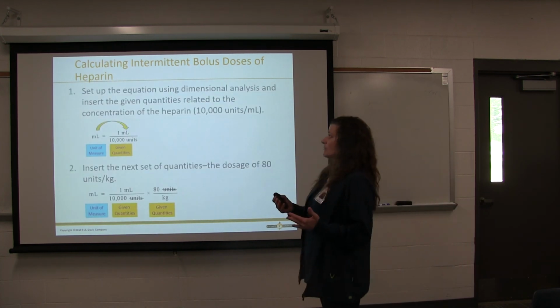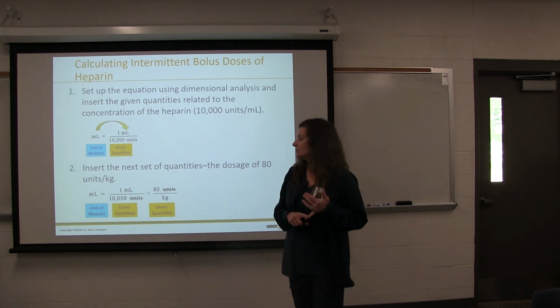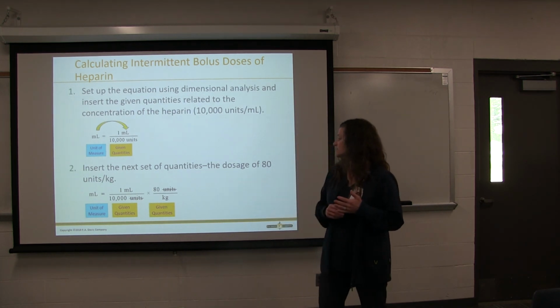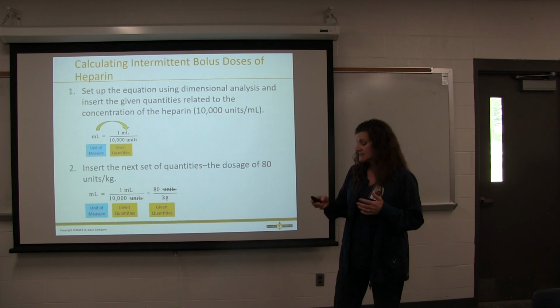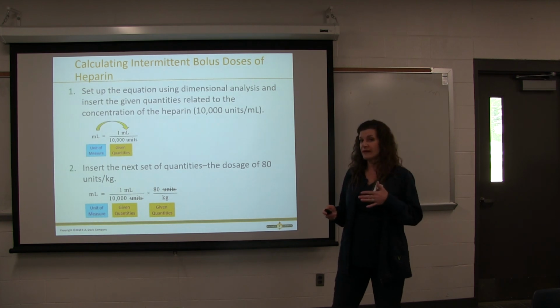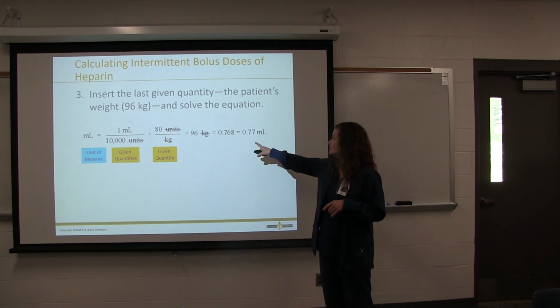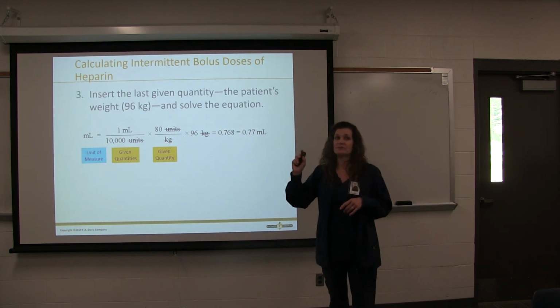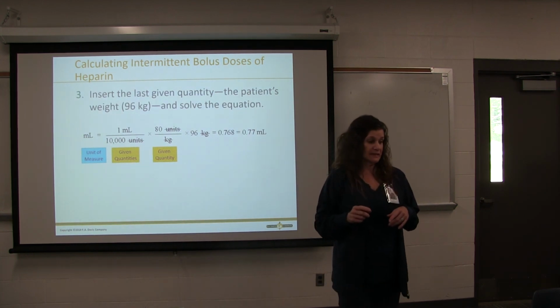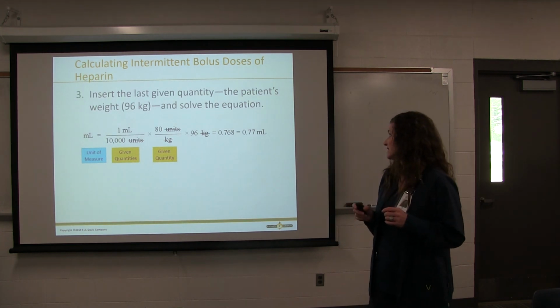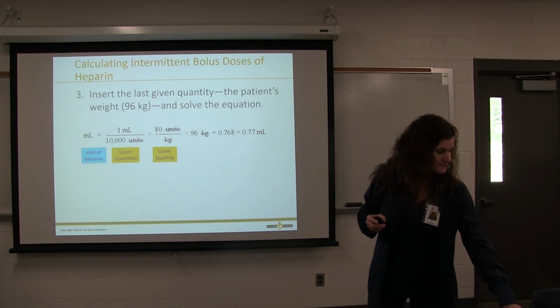Again, we want our milliliters per our given units. Then we're going to set up what our dosage is going to be, and then we're going to need our weight. So this is a 3-step process. Once you cross that out, you're going to have 0.77, which should be 0.8 milliliters if you're rounding to the tenths. Okay?